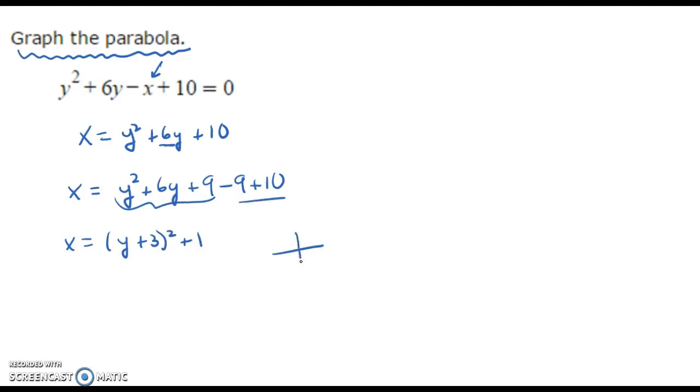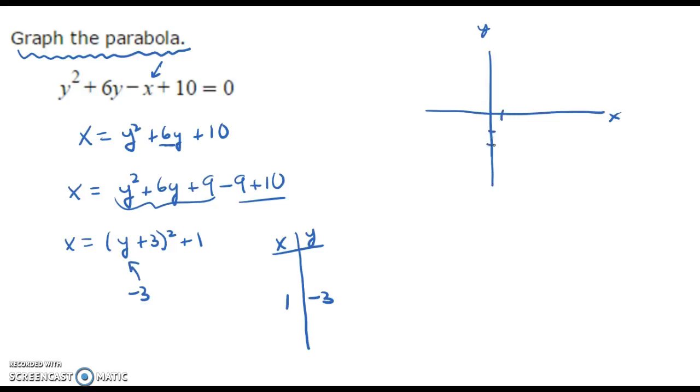The difference is, because it's x that's isolated and y is on this side of the equation, I'm going to pick y values and find appropriate x's. I also know that if y were to equal -3, then this whole portion would become 0, and x would equal 0 plus 1, or just 1. So to kick things off, I'm going to have a point. This is still my x-axis. This is still my y-axis. It's just that I'm going to fill in this side of the table first. And I do know that the point (1, -3) is going to be on my parabola.